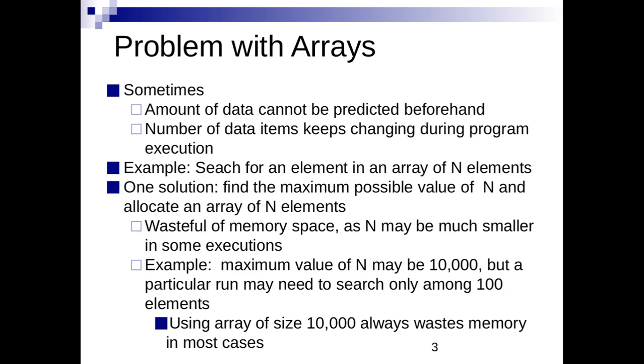One solution, which is what we did to handle this situation before, is to find the maximum possible value of n and allocate an array of n elements. This is wasteful of memory space, as n may be much smaller than the maximum possible value in some executions. Example: the maximum value of n may be 10,000, but a particular run may need to search only among 100 elements. So 9,900 locations are not utilized, and memory is wasted in such cases.